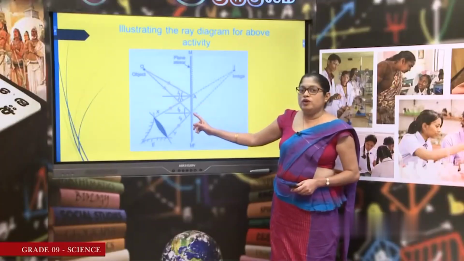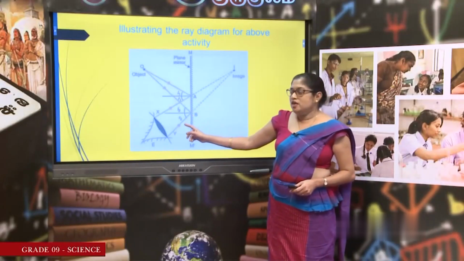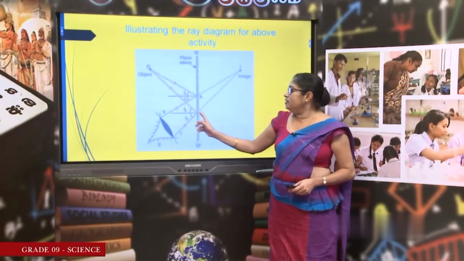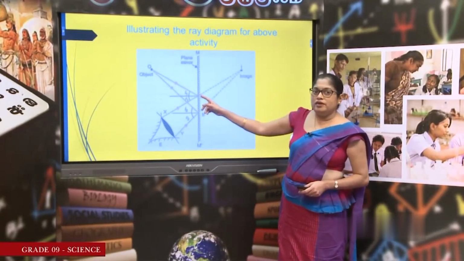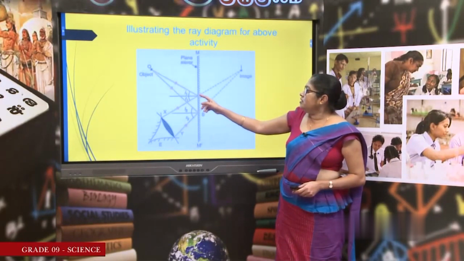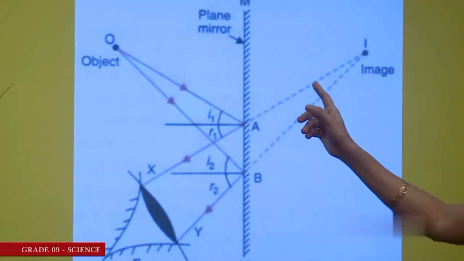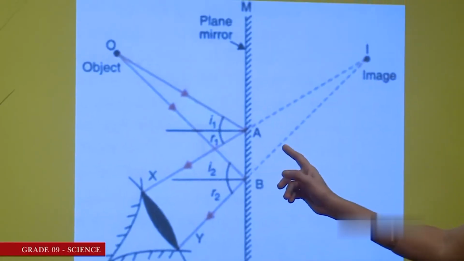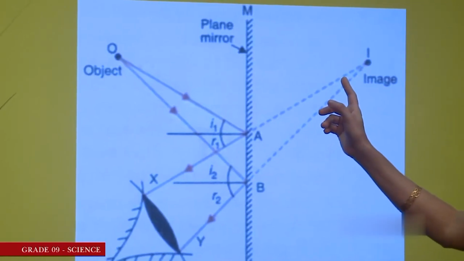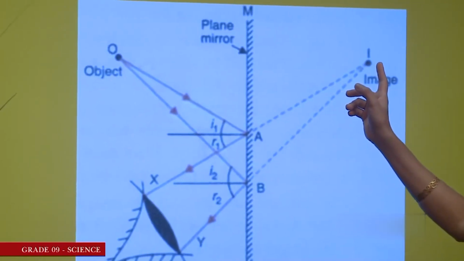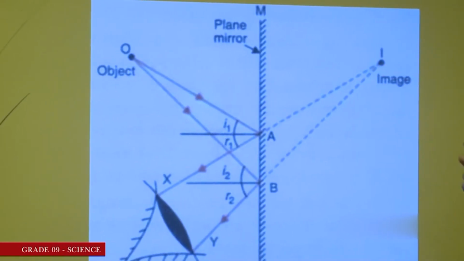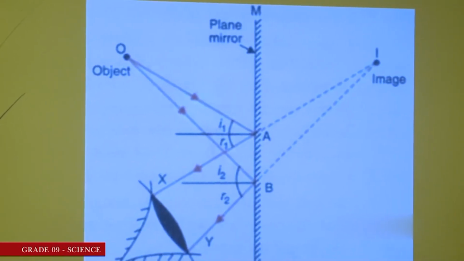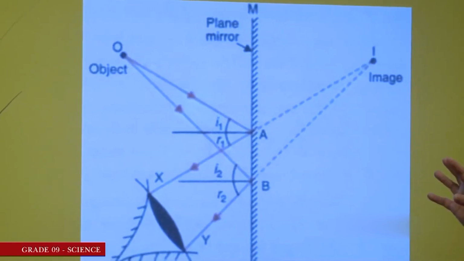Same way you can draw the reflected light ray to the other incident ray as well. Then using a ruler you can extend these reflected light rays behind the mirror until they meet each other. So, that you will get the point where the image is. That is how you draw a ray diagram for a pointy object in front of the mirror.